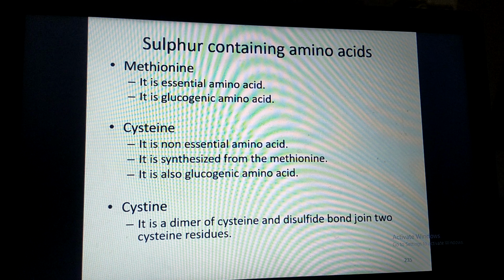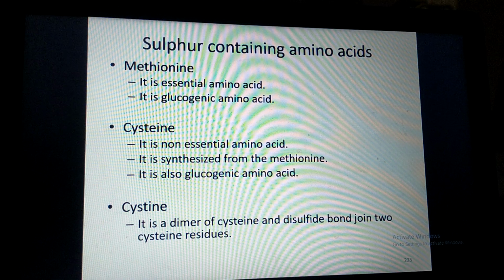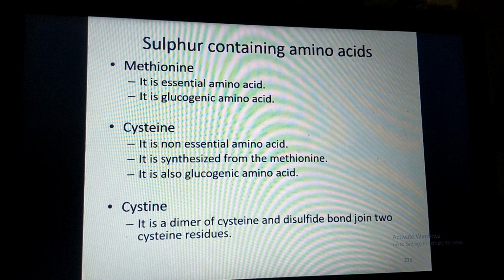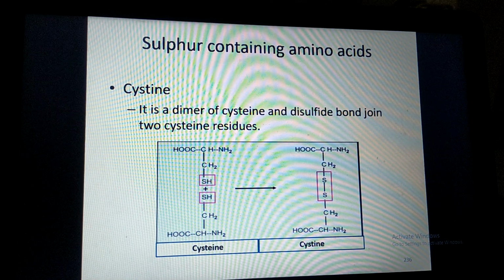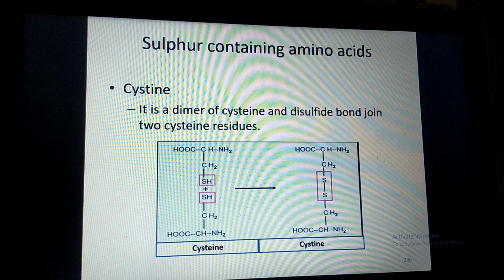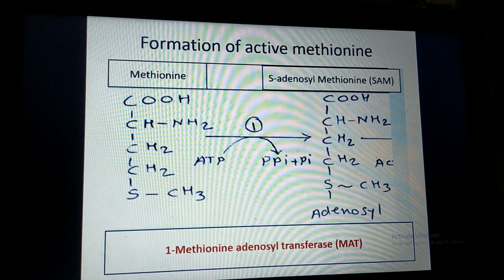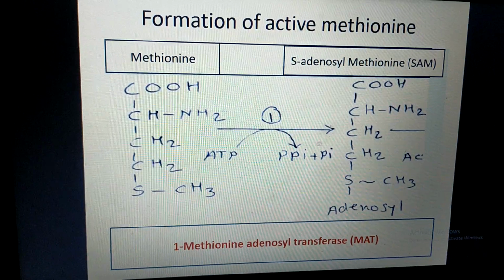It is a glucogenic amino acid. That means on catabolism it forms glucose. Cysteine, it is a non-essential amino acid because it is synthesized from methionine. It is also a glucogenic amino acid. Cystine. Now cystine is nothing but a dimer of cysteine joined together by a disulfide bond. So this is the structure of cystine, where you see two cysteine molecules combined together, their SH group forms a disulfide bond in cystine. Now first about methionine.